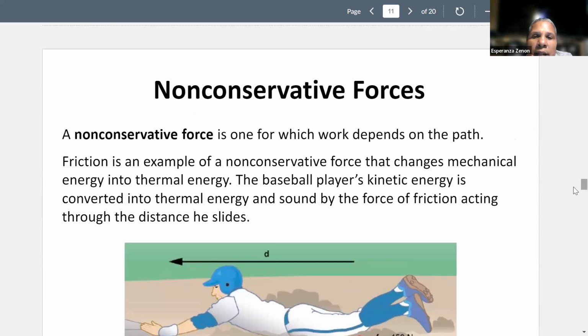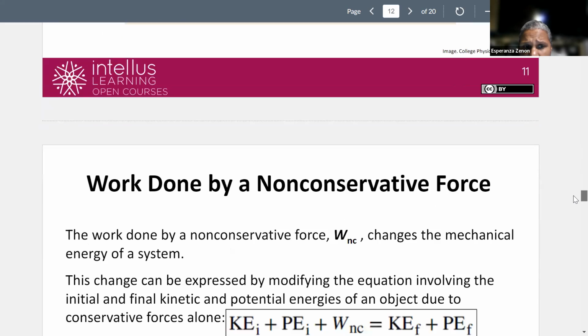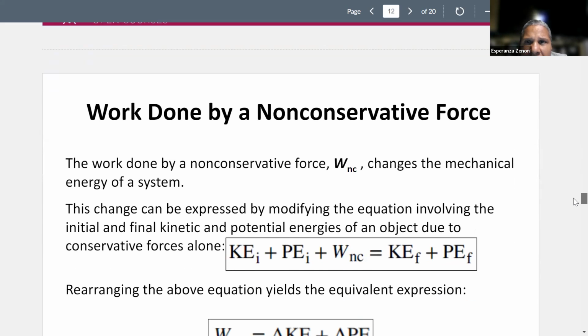There are non-conservative forces. Remember, conservative forces don't depend on the path, but non-conservative forces depend on the path. Friction is an example of a non-conservative force. So it matters how you get from start to finish, okay? So you still compute the work done by force times distance, but in this case, the path or the distance or displacement covered matters, okay? How about work done by non-conservative forces?